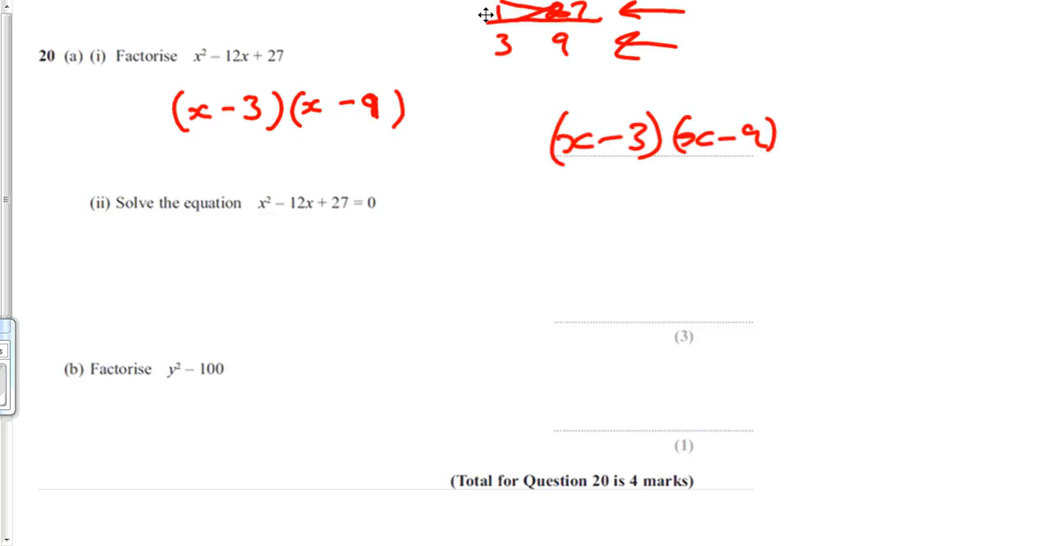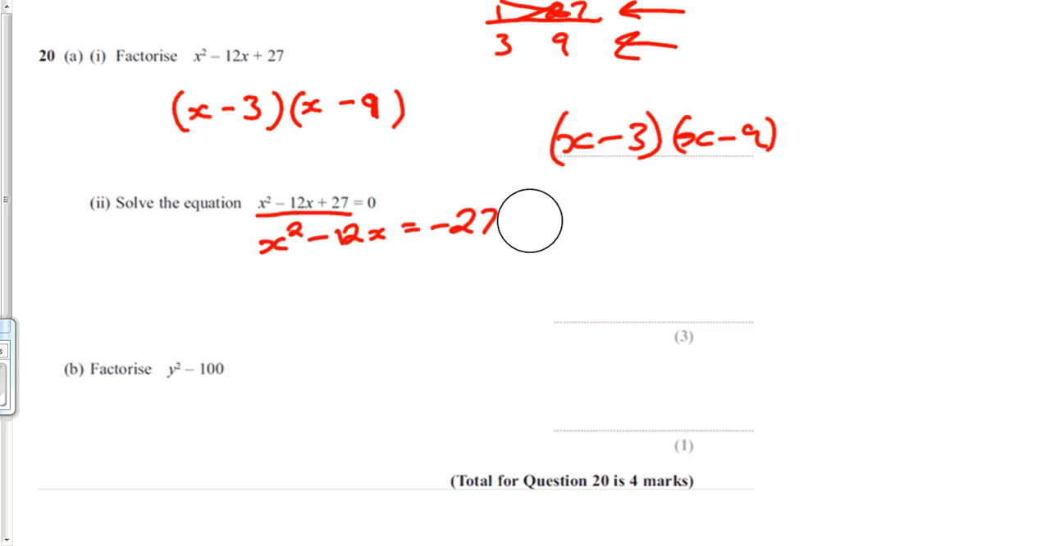Now the next part of the question is very much linked to this. They've asked you to solve x squared minus 12x plus 27 equals 0. The wrong step that a lot of people make is they try to do x squared minus 12x equals minus 27, and that's where they get to and they leave it. That is the wrong method.